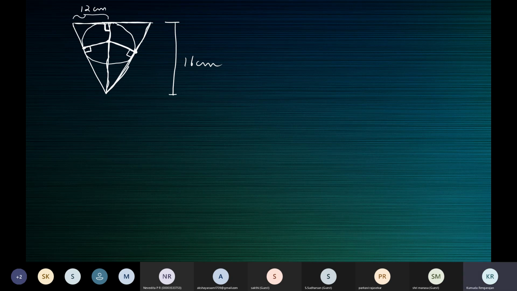So here, this is the center of the sphere. This is the radius of the sphere. These line segments act as tangents. So the radius and tangent at the point of contact are perpendicular to each other. So we have 90 degrees here.